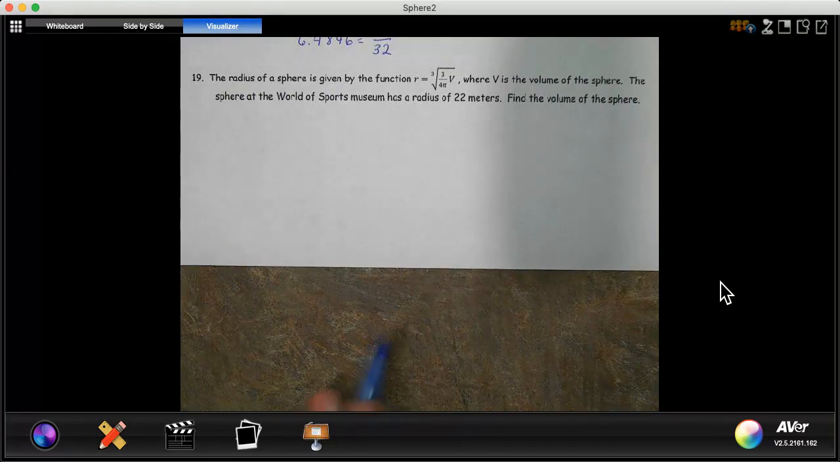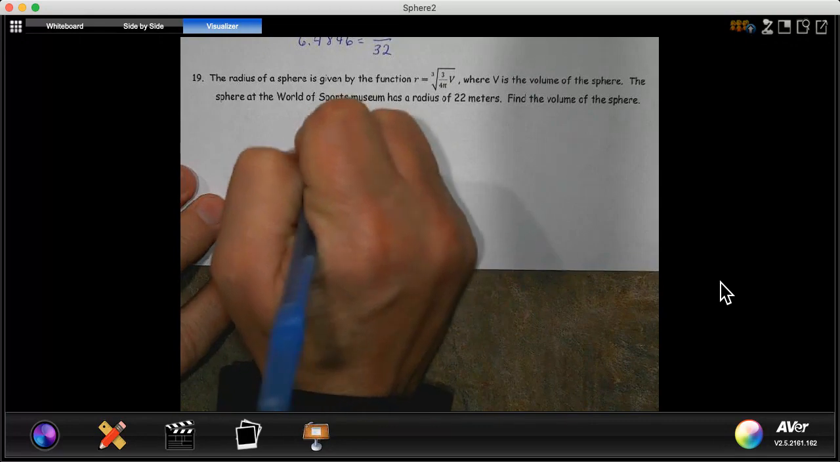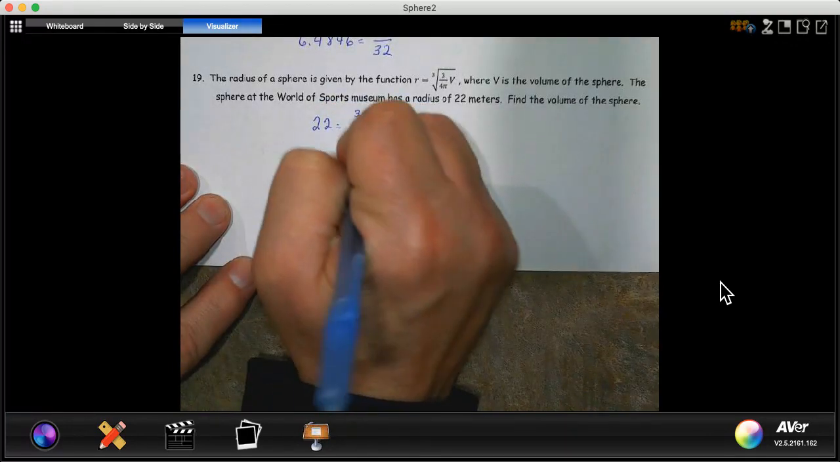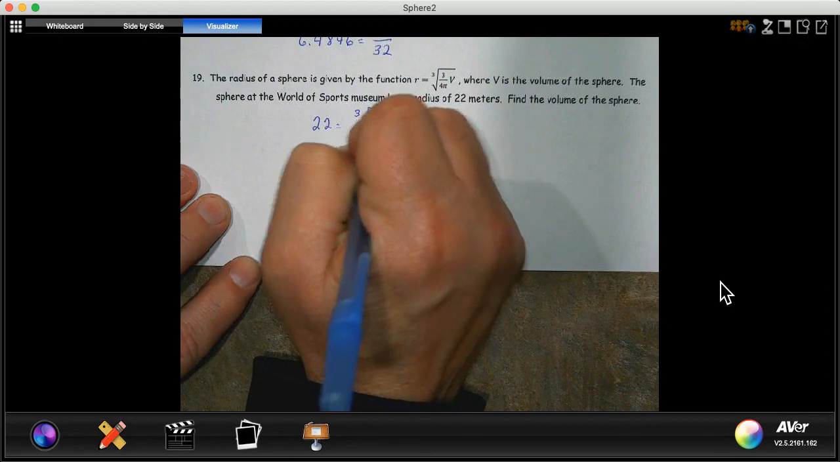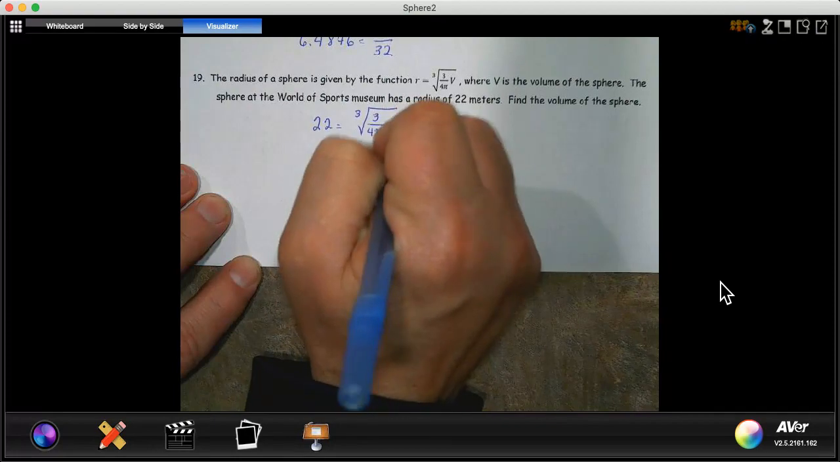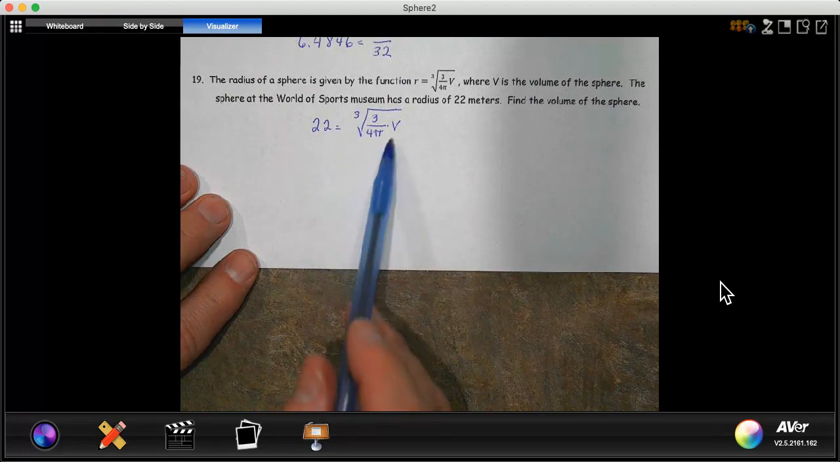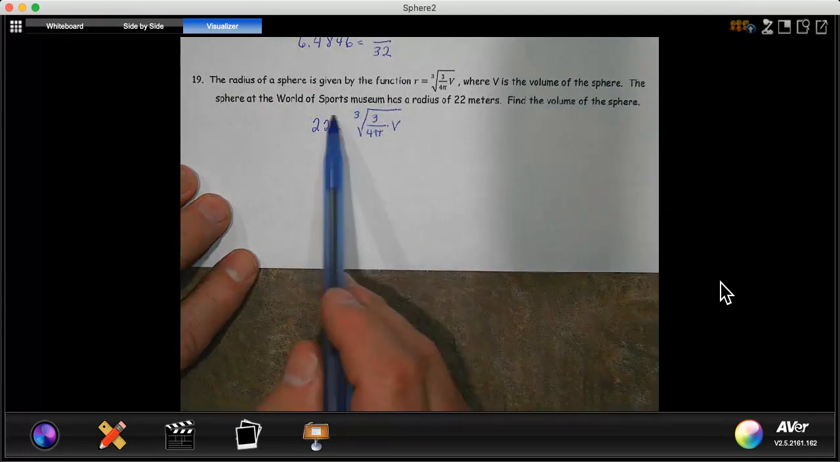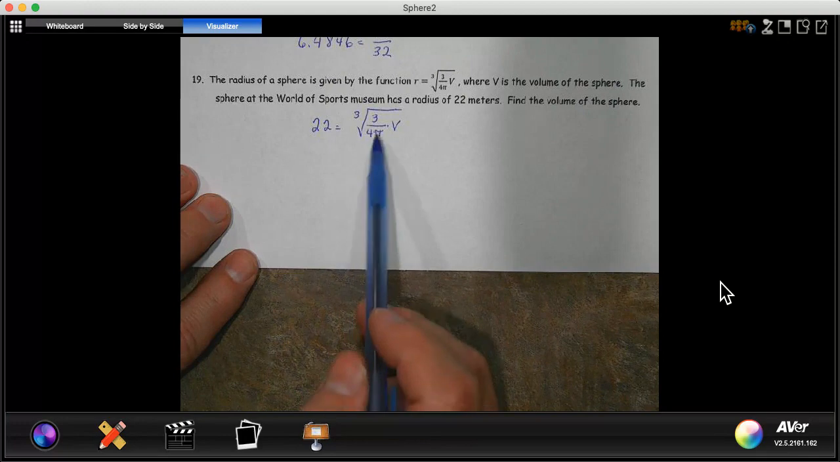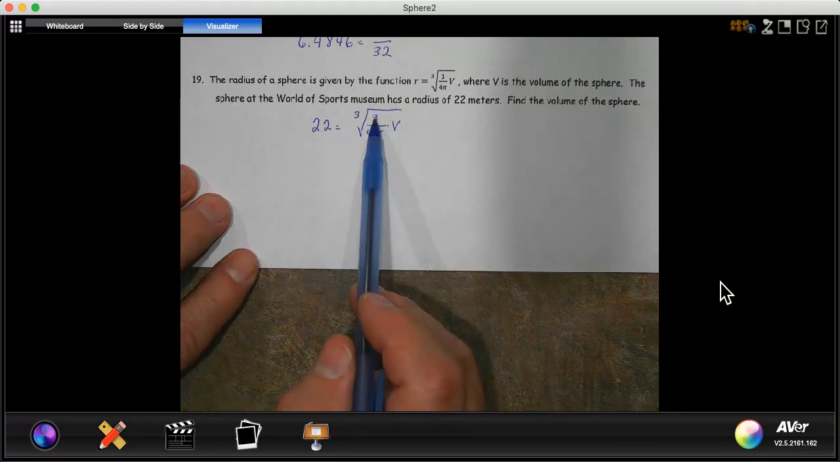So the radius of a sphere is given by the following formula. The sphere at the World of Sports Museum has a radius of 22 meters. Find the volume. So 22 is equal to the cube root of 3 over 4 pi times V. All right, so I see this, and I'm like, okay, cube root. I got to get to V. So I'm thinking I'm going to cube 22, take that answer. Now the cube root's gone. I'm going to times it by 4 pi, and then divide it by 3.